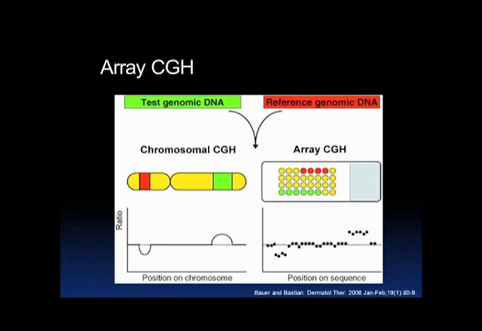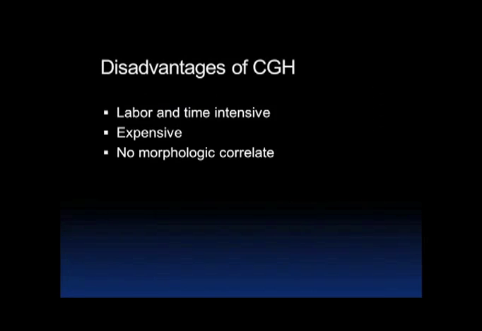Now, this is a very laborious method, and time and technique has improved over time. So now you don't really do chromosomal CGH anymore, you can do array CGH, but the principle is basically the same. So you again label normal and tumor DNA and hybridize that to a reference sequence. Now, this is all great, but the problem with this is that it's pretty labor and time intensive, it's expensive, and you cannot really have a morphologic correlate.